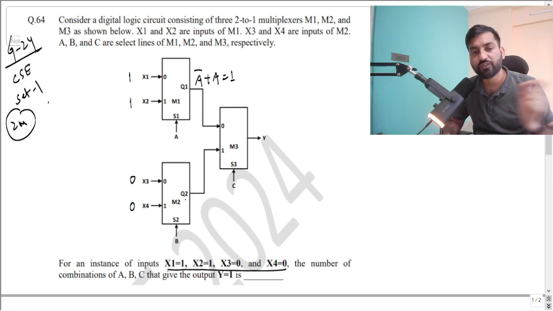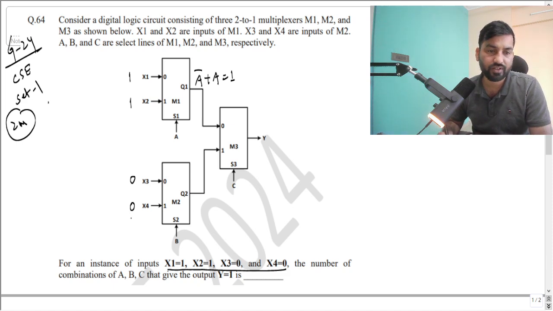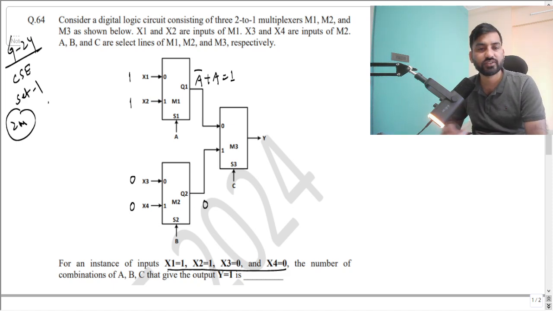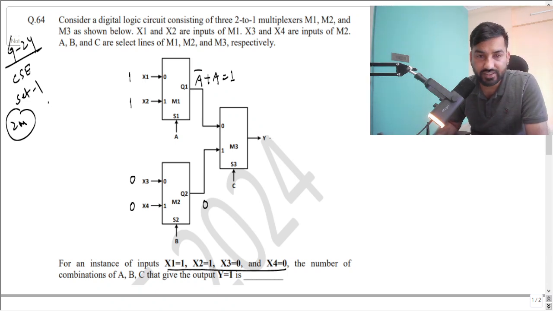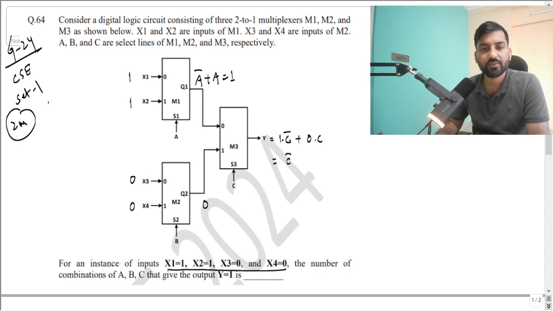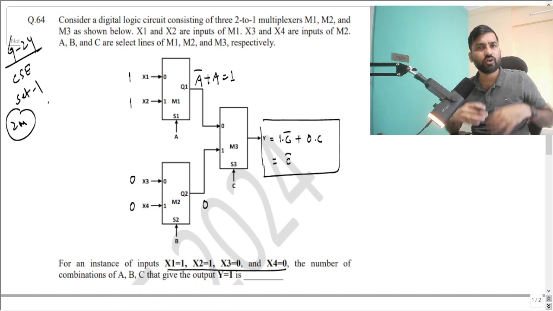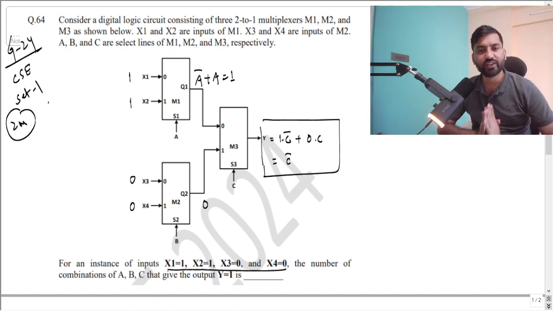And the output of the M2 mux is going to be what? M2, that is going to be 0 only, right? So you are just giving 1 and 0. Now, in this case, what will happen? You see, it is 1 times C bar plus 0 times C. So your output is C bar, right? Your output is C bar. Now you reach the answer. You don't have to worry about it now.